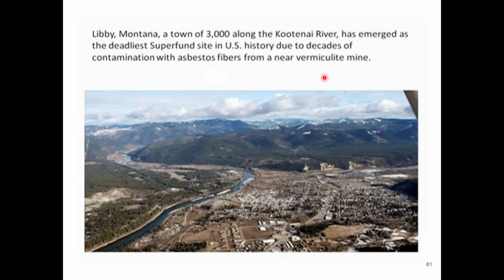So vermiculite is basically a micaceous substance. It is used in cement also. It has a very good water absorption property, so it can soak a lot of water. There also the asbestos fibers are present. So this place, Libby, Montana, was highly contaminated because of the presence of a large amount of asbestos fibers, and it was related to contamination due to the vermiculite mine basically.